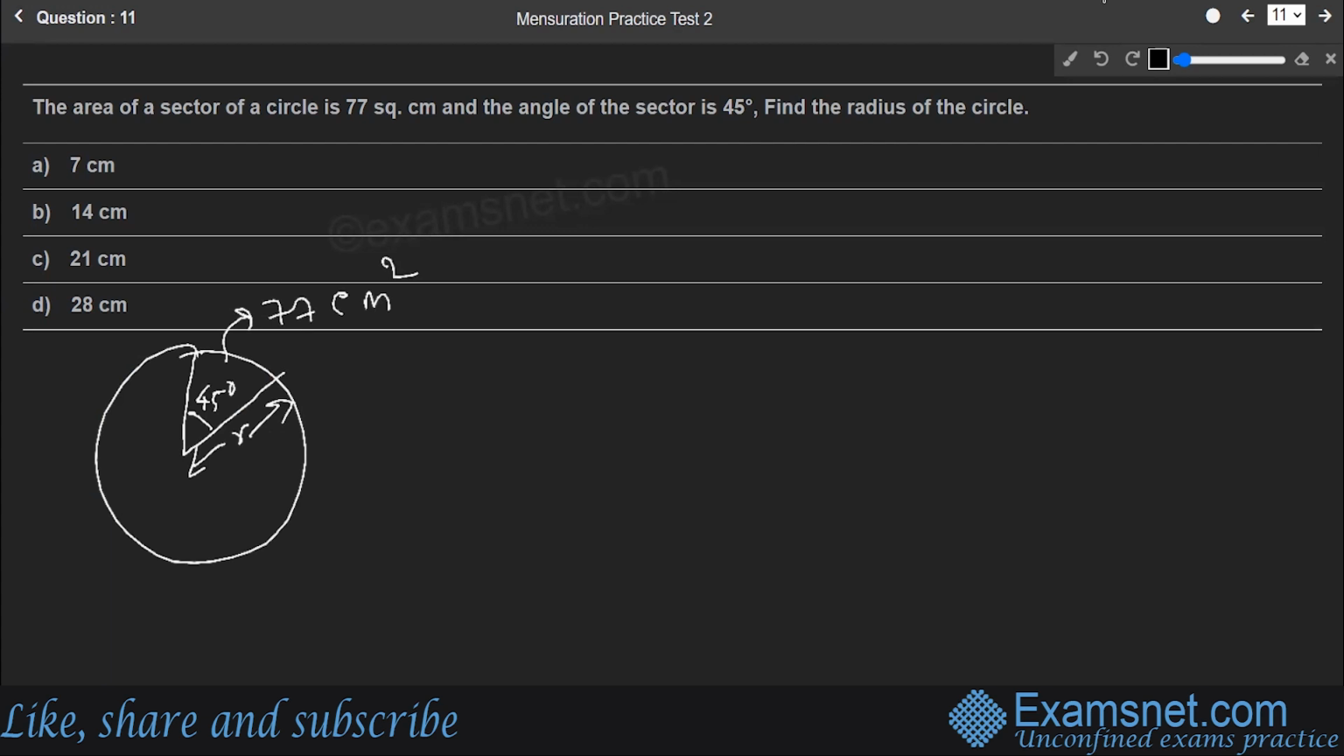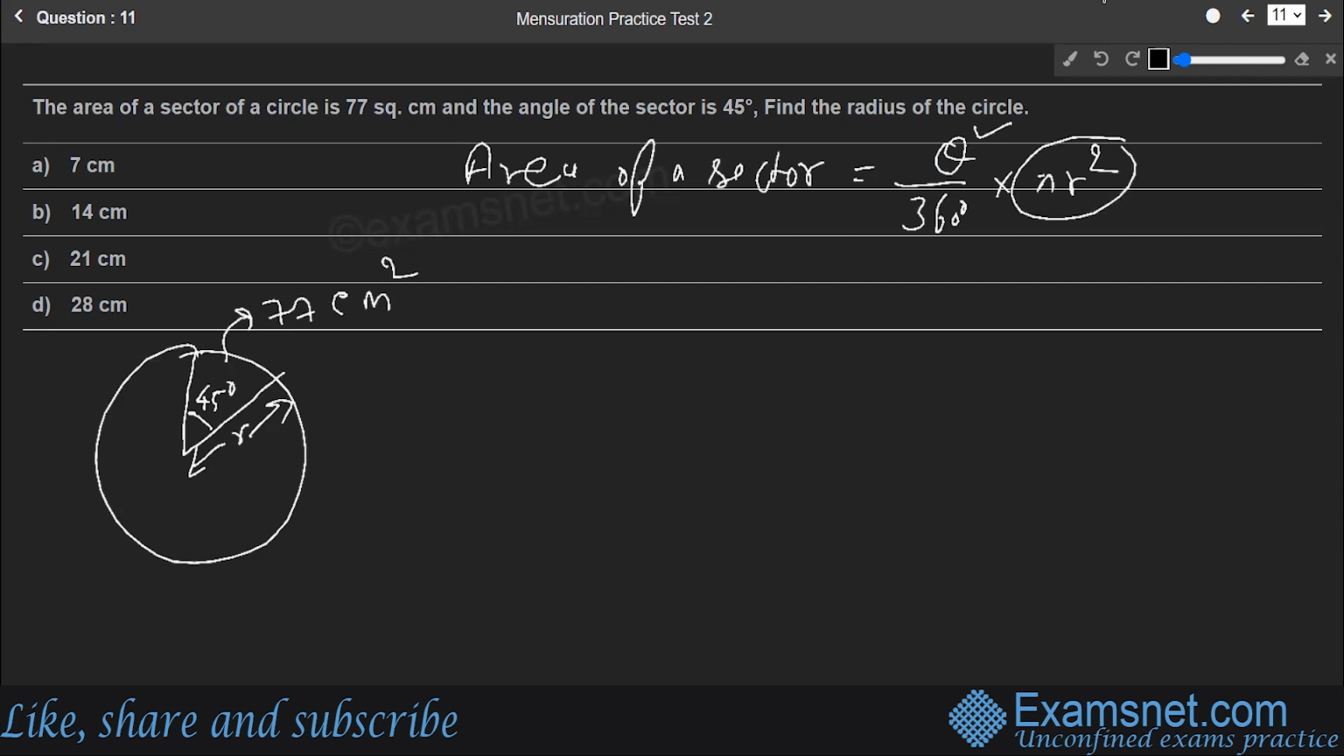So we are supposed to find out the radius, and for doing that, we can use the formula for the area of a sector in terms of the area of the circle. See, area of a sector is always given by theta divided by 360 degree into pi r square. Where this theta is nothing but the angle that particular sector creates at the center, and pi r square is the area of the whole circle.